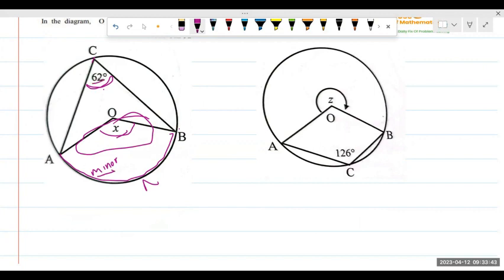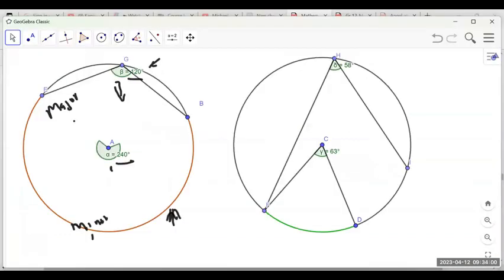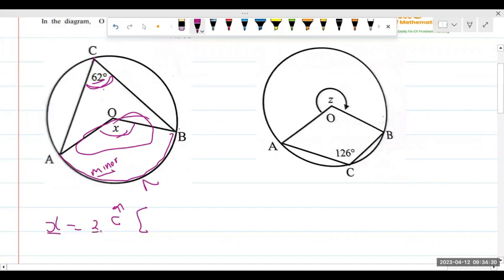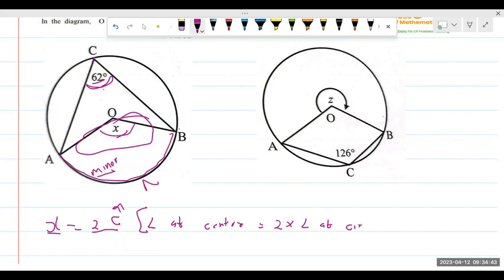62. What I can then say is this. I can safely say X, which is the angle at the center, is going to be equal to 2 times angle C. When they ask me why I am saying that, I am going to quote the following reason: an angle at the center is equal to 2 times the angle at the circumference.